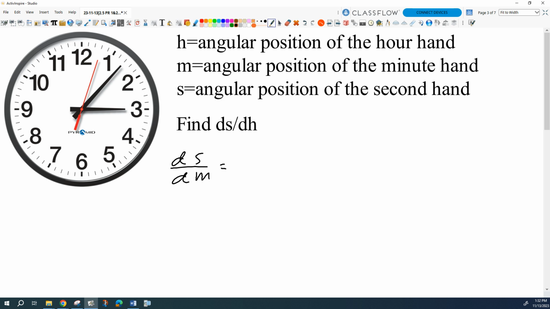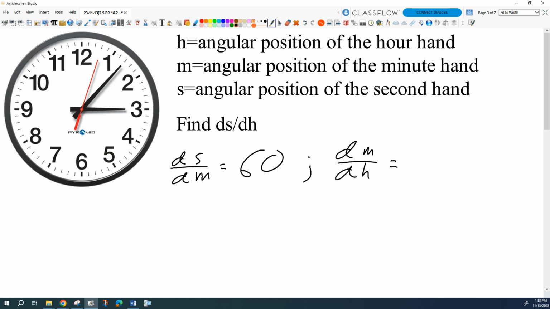What is it? 60, right? Doesn't that make sense? The second hand is moving 60 times faster than the minute hand. The minute hand goes around once every hour. The second hand goes around once every minute. But really all we're asking is, if there are 60 minutes in one revolution for the minute hand, then the second hand must go around 60 times for that minute hand to make one lap, right? Does that make sense, everybody? Okay, so that's 60.